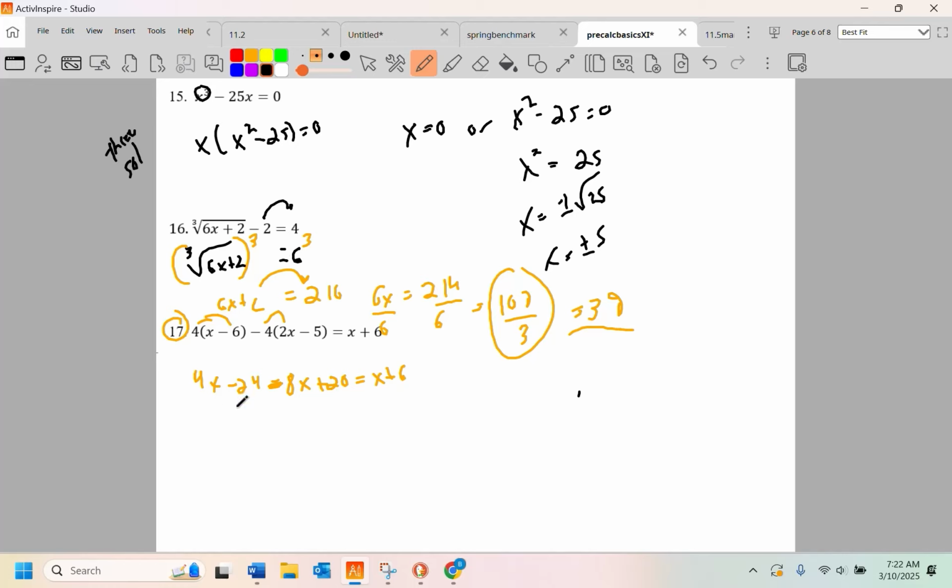If I put these two together, I'll have a negative 4x. Negative 24 plus 20 is minus 4. Still equals x plus 6. That'll give me negative 5x equals 10. X is negative 2. Assuming I didn't make a mistake myself. I don't feel like I did. So I'm going with it.